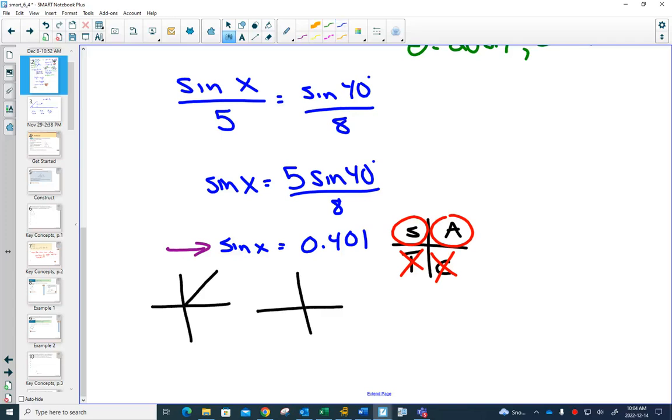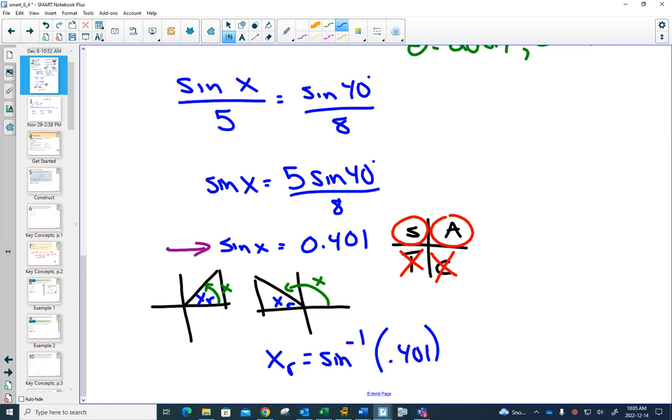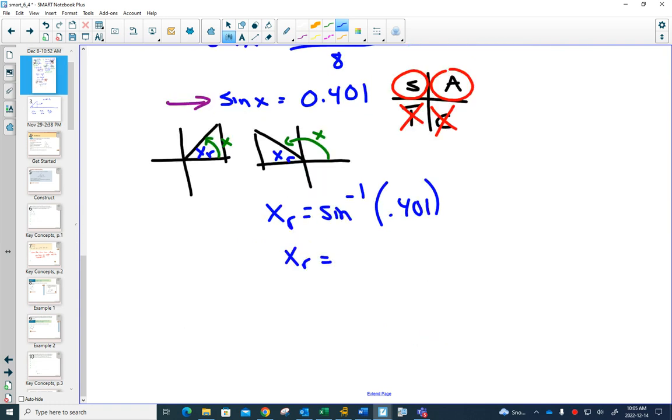There could be an angle in quadrant 1. There could be an angle in quadrant 2. For both of those, this would be my reference angle for x. Draw a triangle to the nearest x-axis. This would be the actual angle, x. So I want to find my reference angle. If I want to find my reference angle, I go sine inverse of 0.40174, which gives 23.7 degrees.